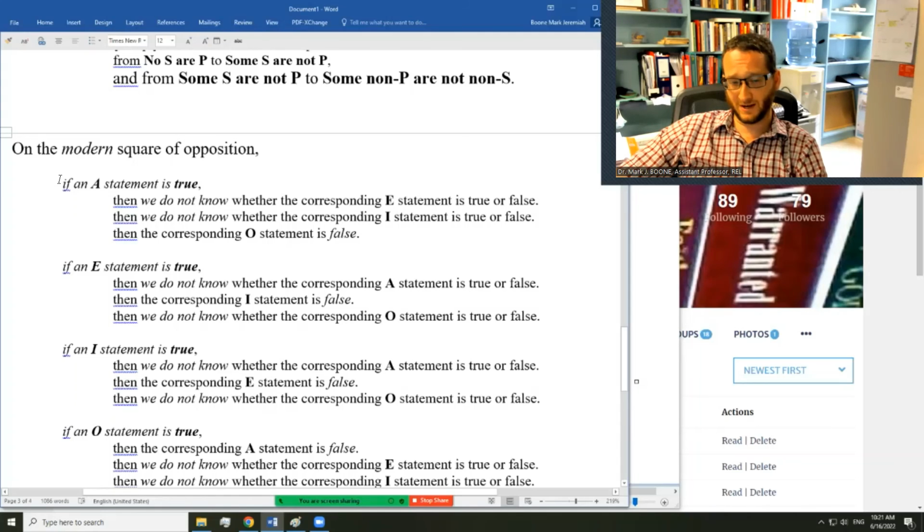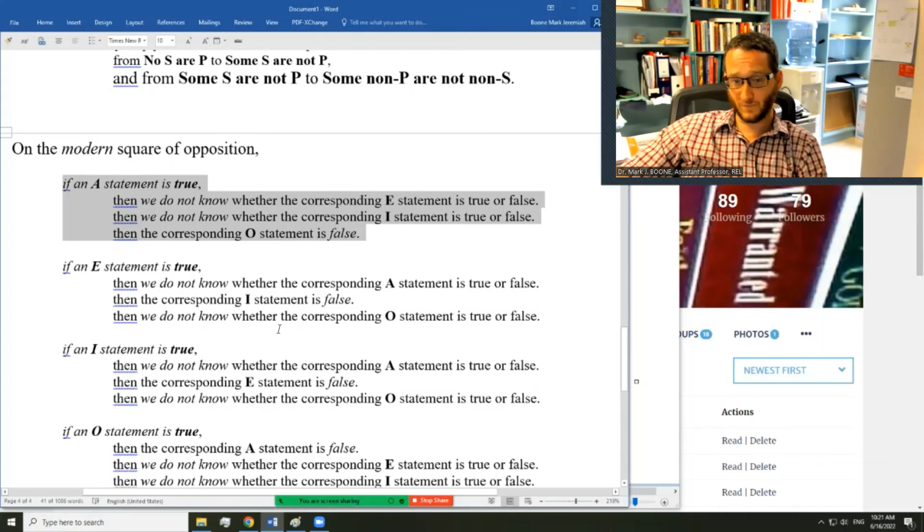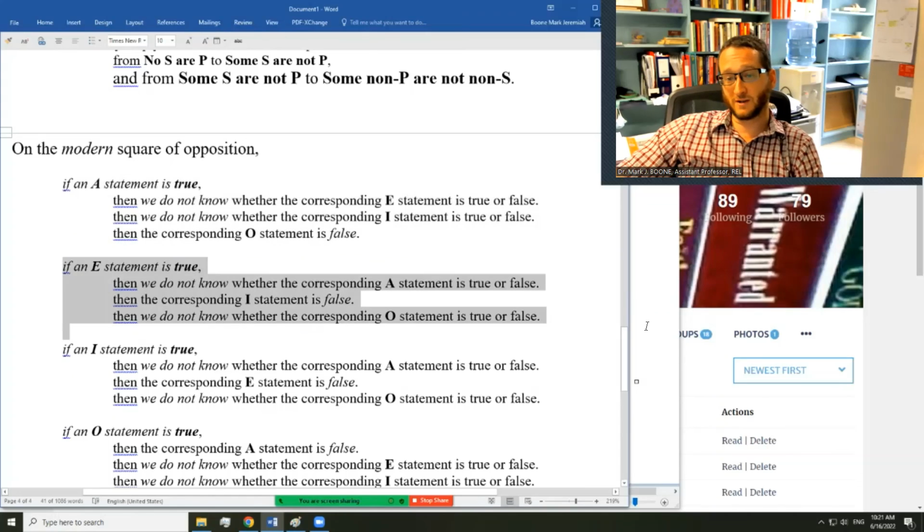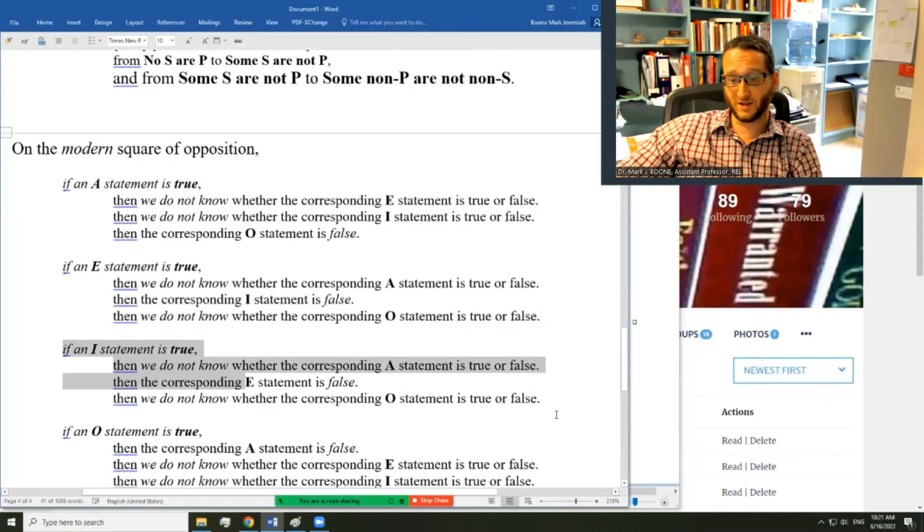I don't even know if there's any need to read this. I guess I'll read it. If an A statement is true, its corresponding O is false, but we don't know anything else about the E or I, so such an inference about them would be invalid. If an E statement is true, its corresponding I is false, and its corresponding A and O, we don't know anything about them, don't infer anything about them, it's not valid.